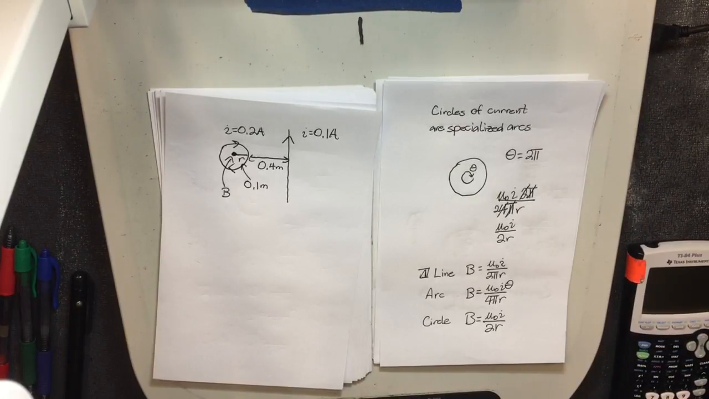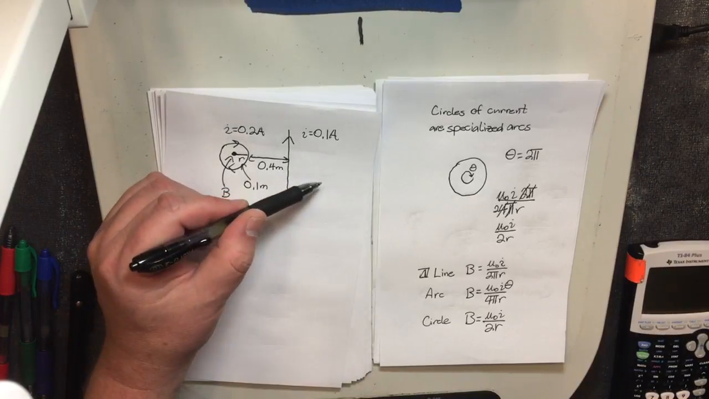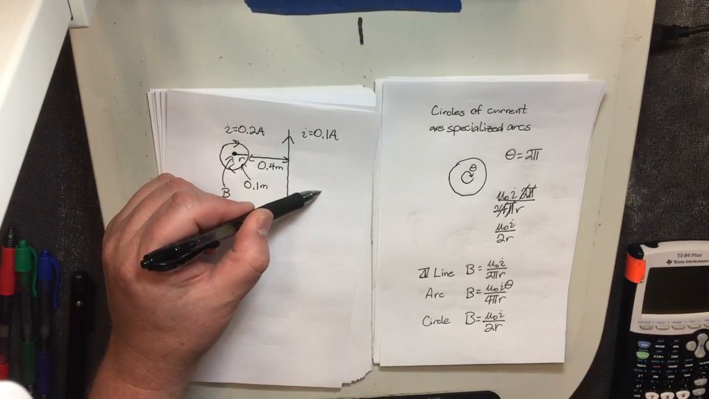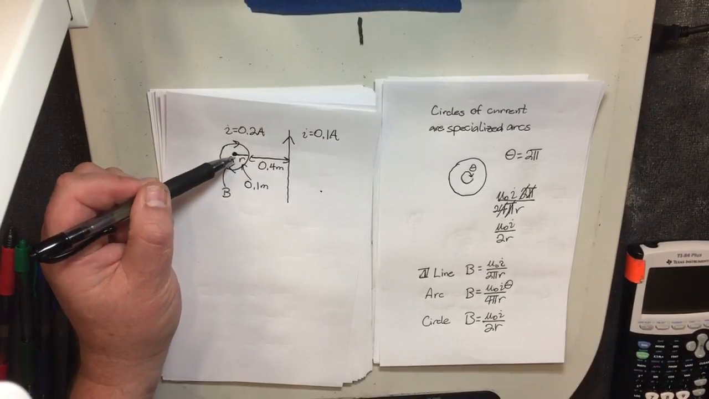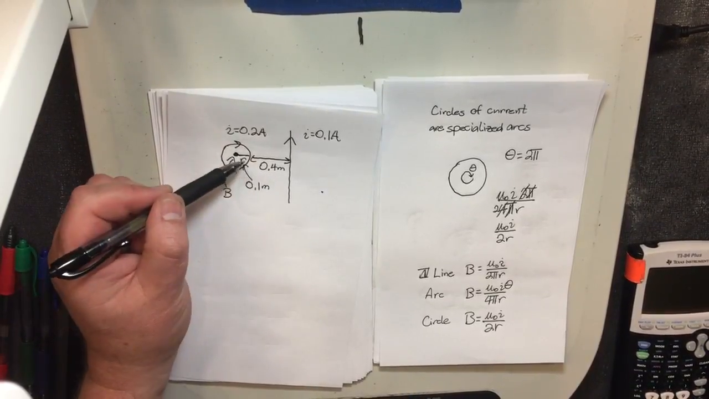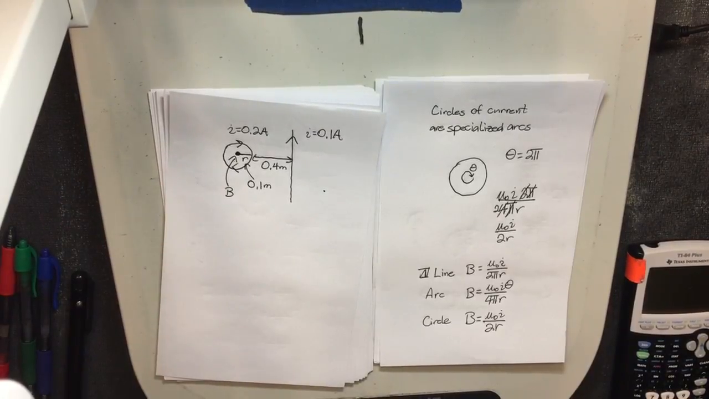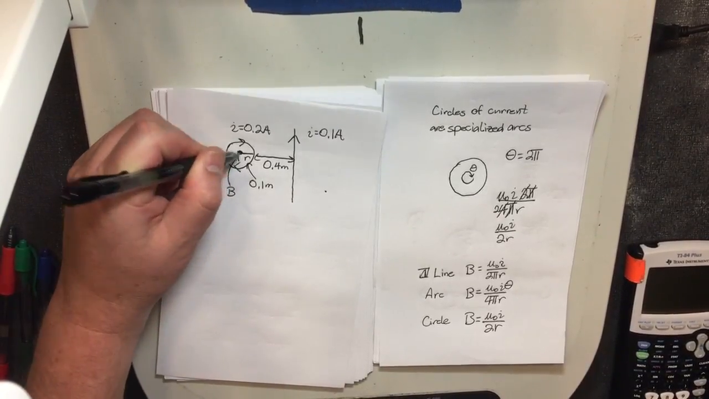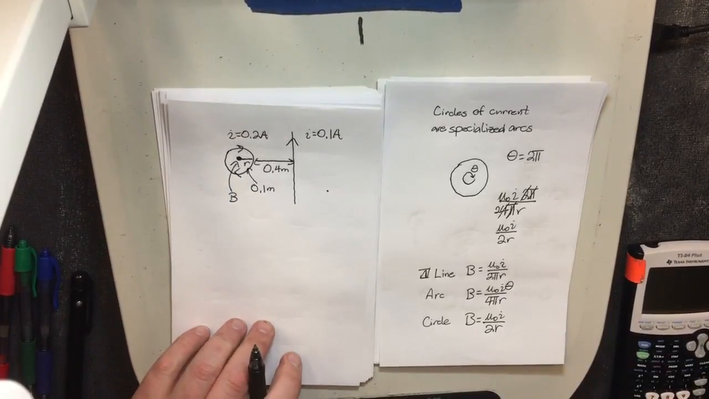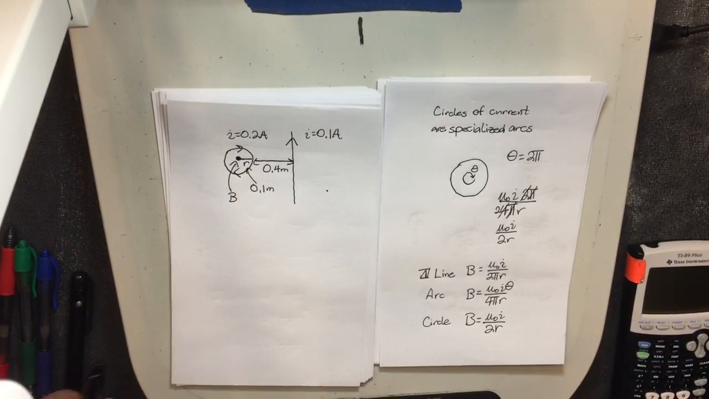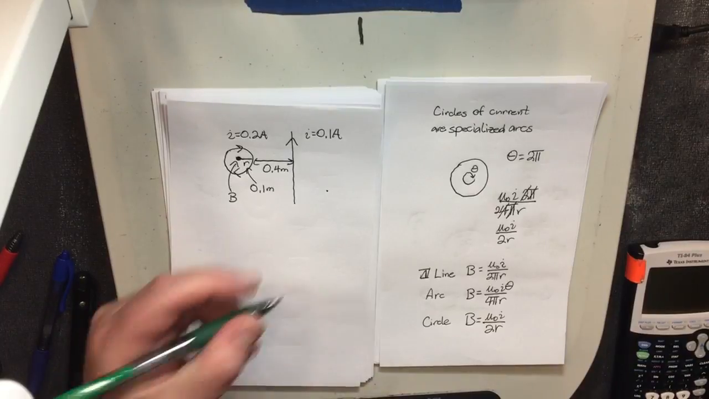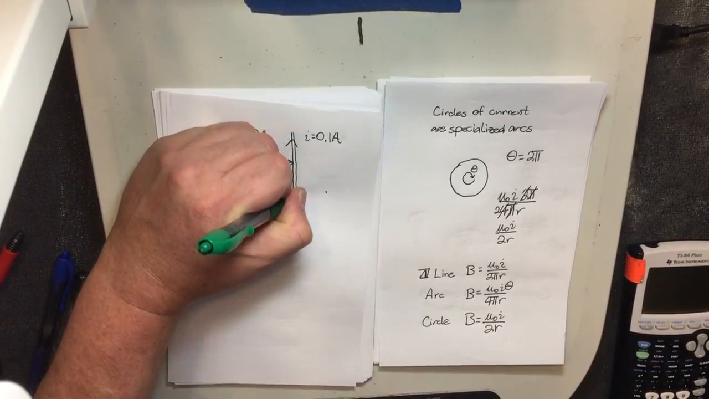Now, if you've got a circle and a line, you've got to find the B field at the center of the circle. If you had to find the point over here, you would have to do some weird stuff, because if you've got a circle, the easiest place to find it is right in the middle. When you've got something like this, the first thing you want to do is label your B fields and figure out where they're going.